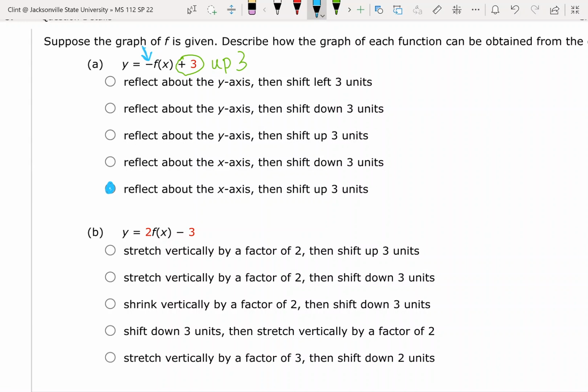If the x was on the inside, like if it said f of negative x, that would be a reflection where it switches left and right. Did I say x-axis? Y-axis reflection where it switches left and right. Yeah, so if it's on the outside, it flips up and down, so that's over the x-axis. And then if it's on the inside, that switches left and right, so that's over the y-axis.